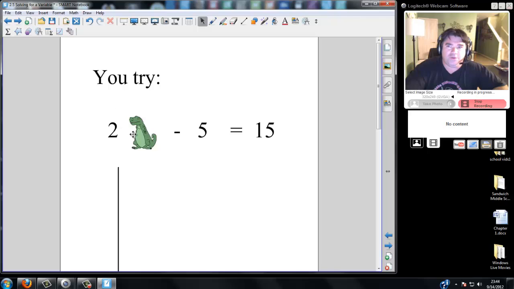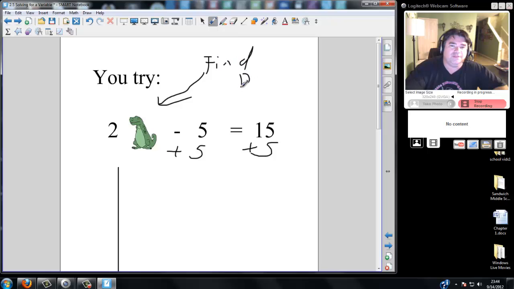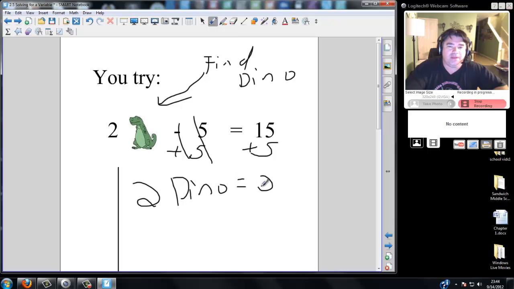Now you try. 2 dinosaur minus 5 equals 15. Do it. Pause. Okay, hopefully you paused. Or either look real weird because you're not pausing. Either way, let's go ahead and add 5 over here and add 5 over here. I forgot to say it, but I'm trying to say find dino. So cancel this out. Now I got 2 dino. I'm not even going to attempt to draw this with just this pen. 2 dinos equals 20.